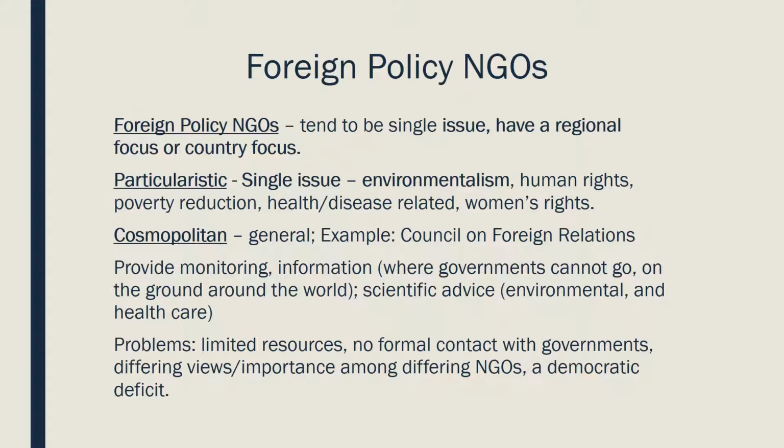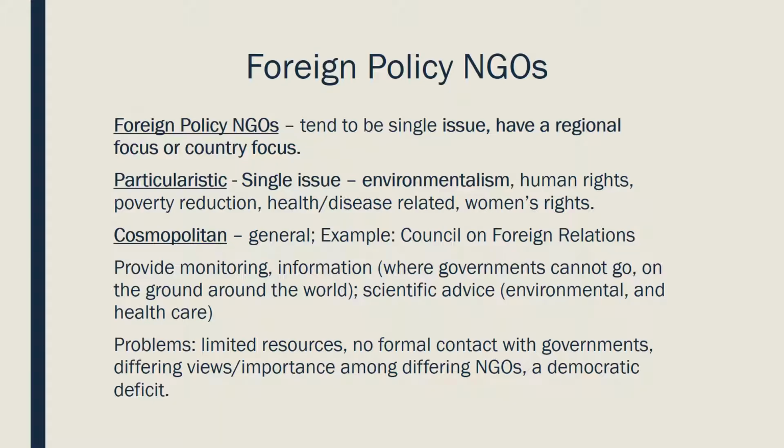When we look at foreign policy non-governmental organizations, those that are most effective tend to be single issue organizations. They focus on environmental issues or poverty. They focus on human rights. They focus on a specific region or country, or a religious or ethnic group that is represented. And that specificity often leads to a stronger, limited message, and the ability then to influence policymakers by not watering down their own message or contradicting themselves. These groups are called particularistic groups, the single issue groups.